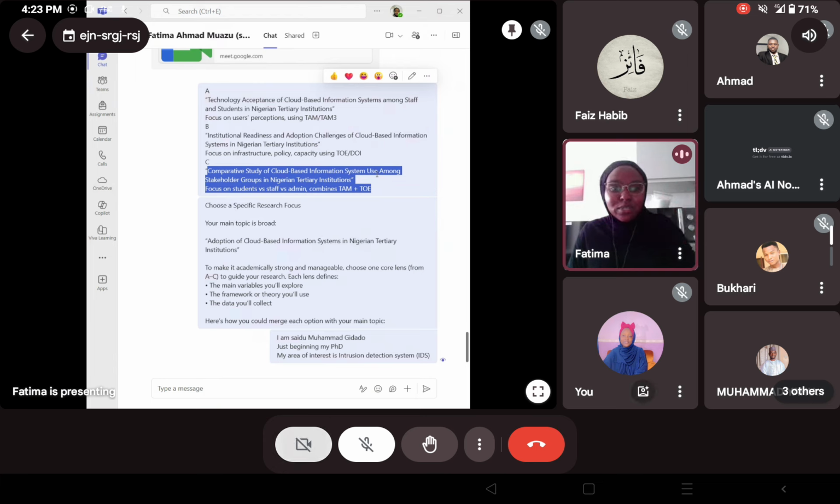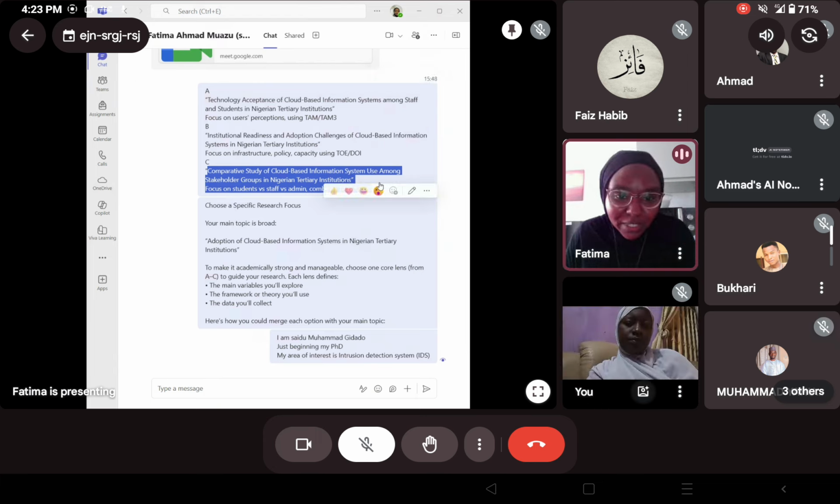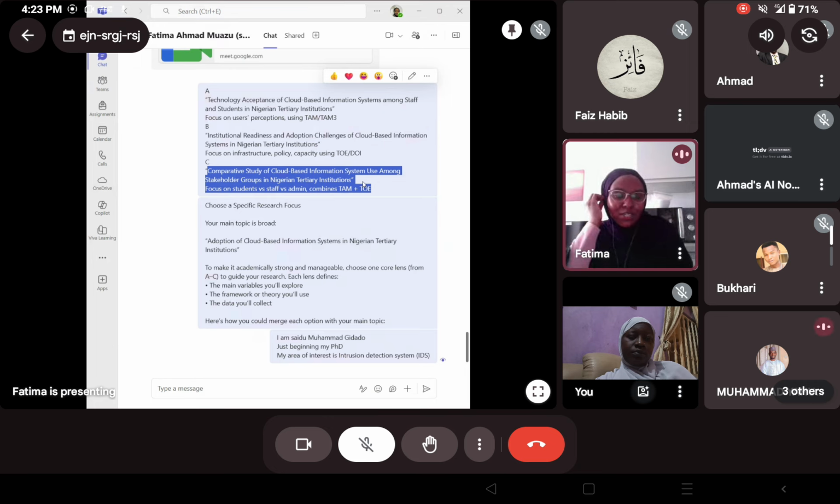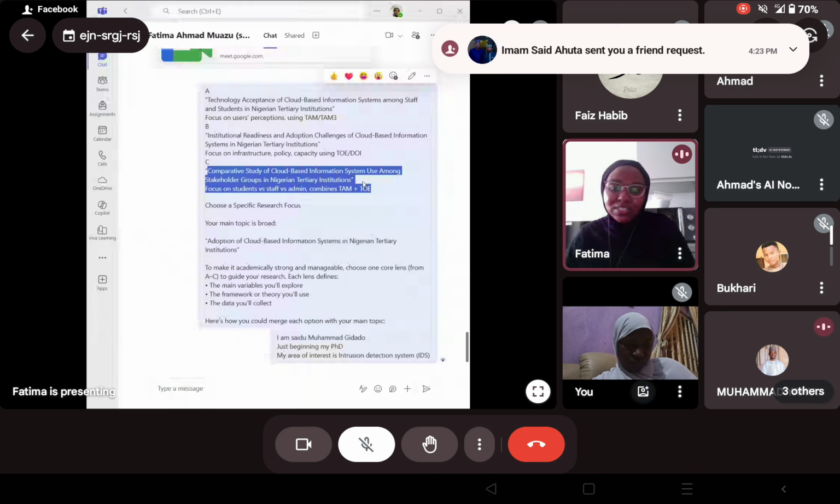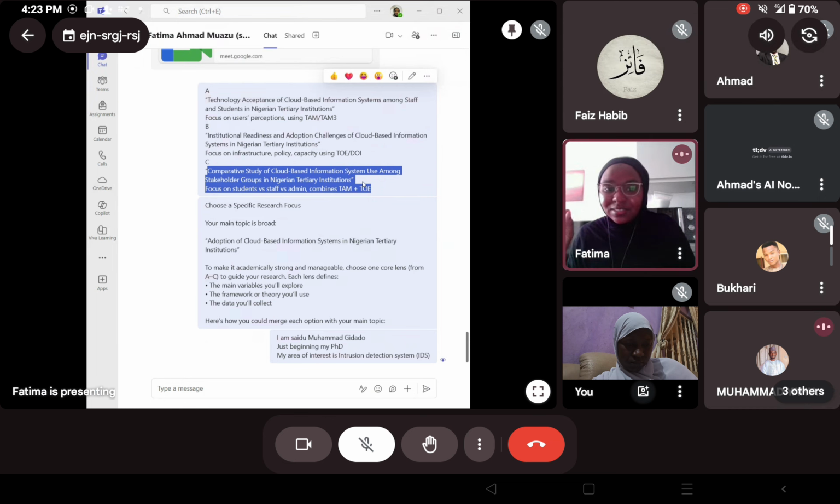So, looking at this now, this is a good topic. But when you say you want to look at cloud computing generally, for a PhD, you have to be more specific than this. Cloud computing on its own has different service models. Are you looking at software as a service adoption, infrastructure as a service adoption, or platform as a service adoption? You have to be specific about the type. So, you understand?